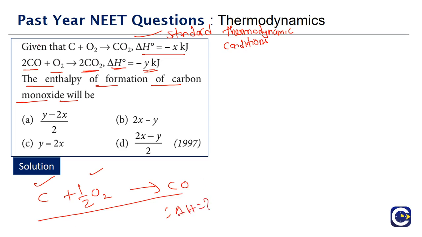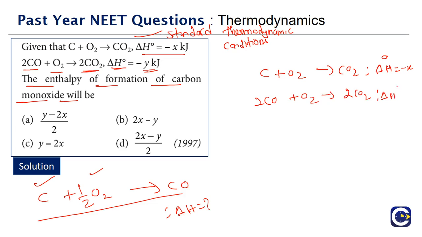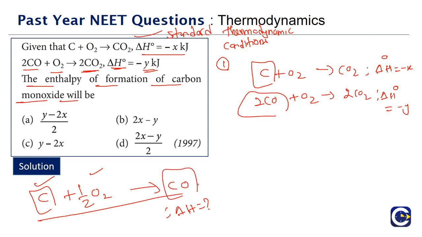Now if you look at the given equations, let's call them 1. So what is the first equation? C plus O2 gives rise to CO2, so del H will be equal to minus X. And the second equation is 2CO plus O2 gives rise to 2CO2. For this del H is equal to minus Y. Now how do we modify them? In the final reaction we need 1 mole of carbon on the reactant side. That is already there in the first equation, so let us keep the first equation as it is. In the second equation, we have 2 moles of carbon monoxide on the reactant side, but in the final overall equation we require 1 mole of carbon monoxide on the product side.